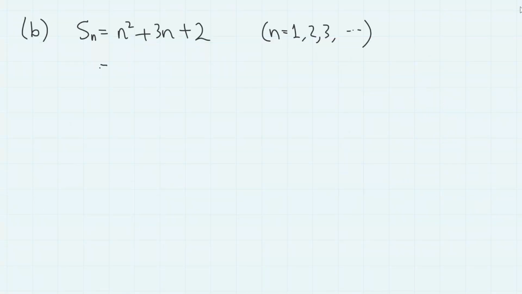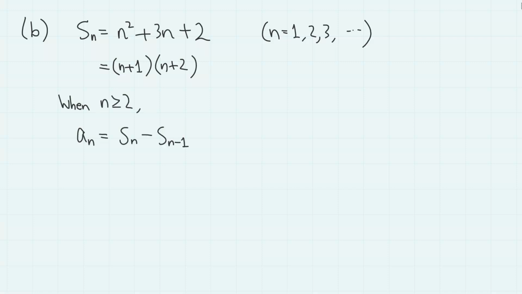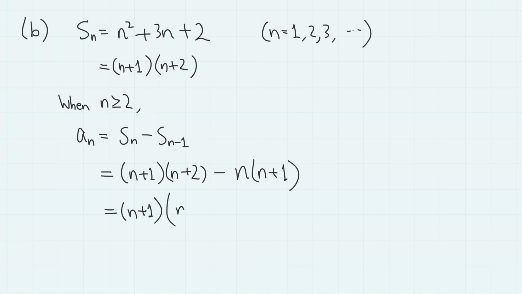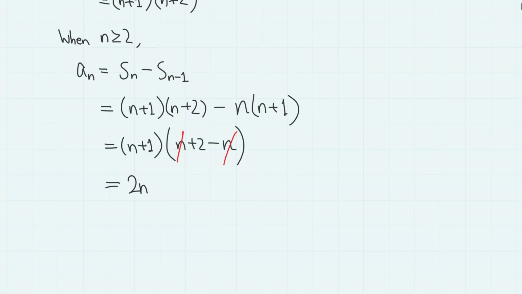Here, Sn can be factored into (n plus 1) times (n plus 2), and using this factored form is just a bit simpler. So we do the same thing. When n is greater than or equal to 2, an is Sn minus Sn-1, which is (n plus 1)(n plus 2) minus, and this part must be (n)(n plus 1). So n plus 1 is a common factor, and we have n plus 2 minus n. So we have 2n plus 2.